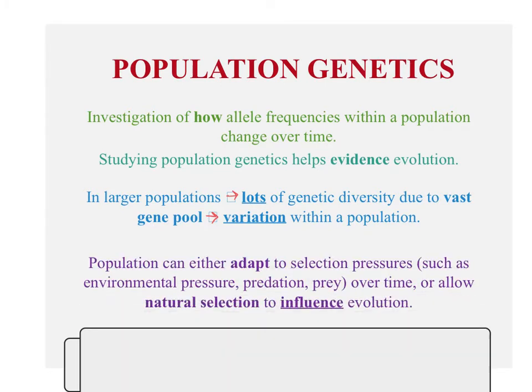And the populations are able to either adapt to selection pressures, so respond to the environmental changes, or, if they can't respond to environmental changes, allow natural selection to take place to start influencing the process of evolution. So if you can't adapt, if you can't survive, if you can't reproduce, then some of you will die. Which scientifically is a bit rubbish if you're one of the poorly adapted ones, but it is what it is.